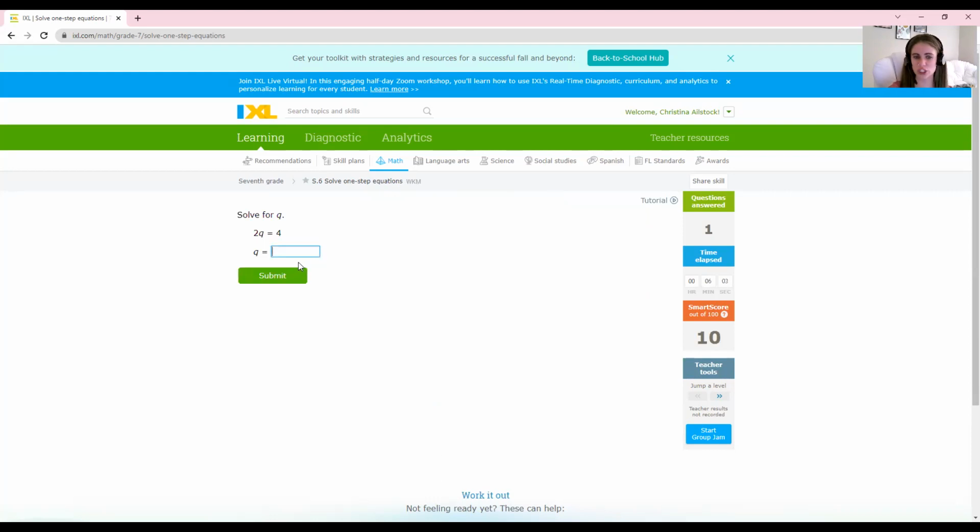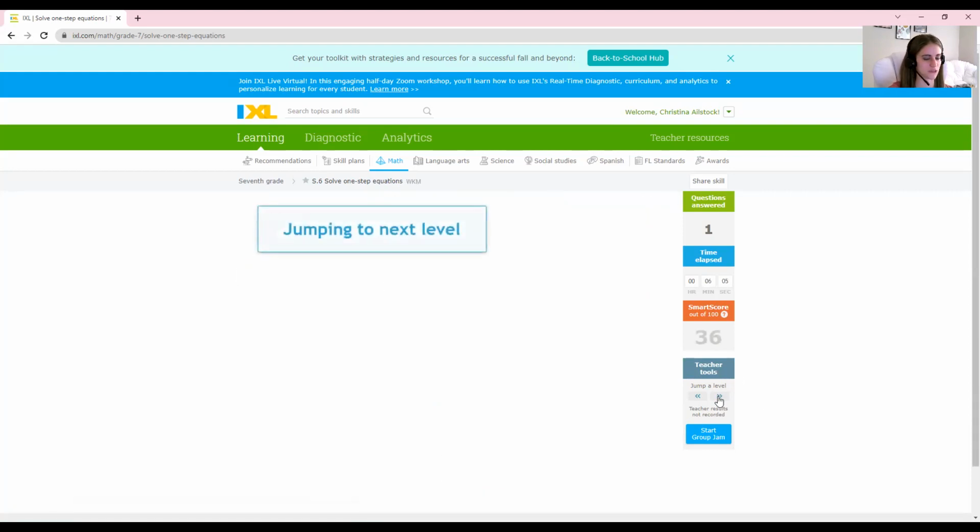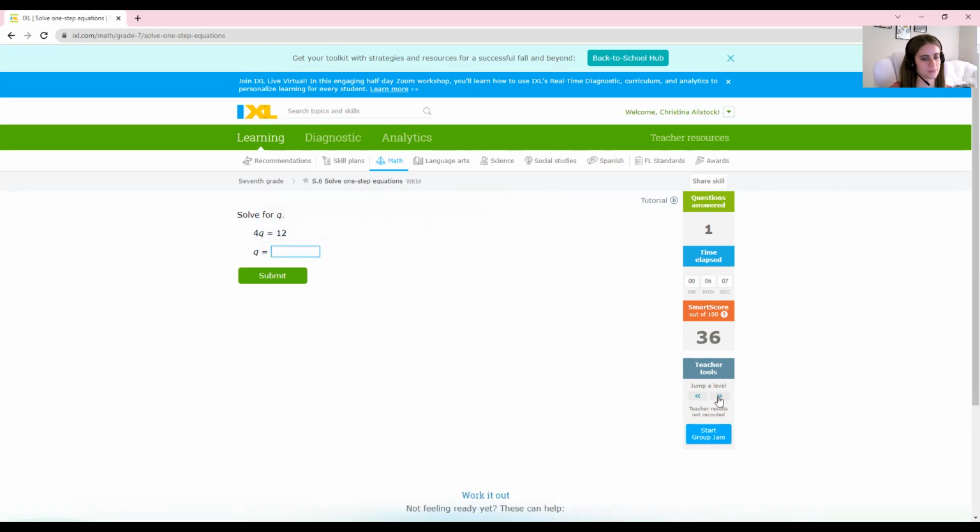All right, this one's pretty similar, so let's find one that looks a little different. All right, guess not. We'll go ahead and solve this one. All right, we want to solve for Q. So 4Q equals 12.